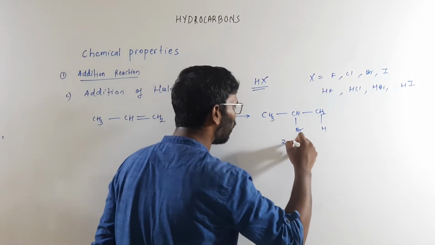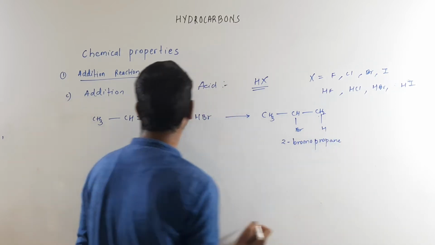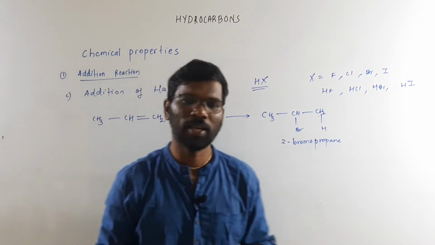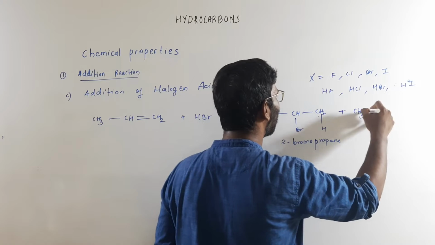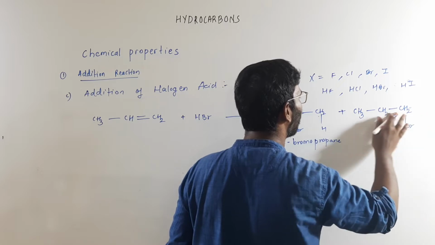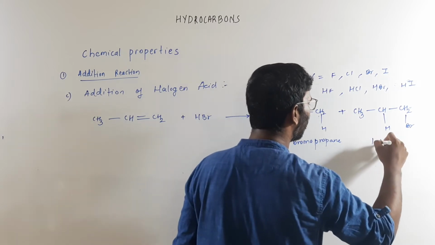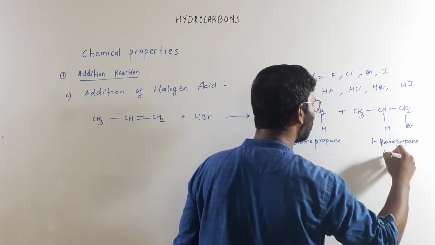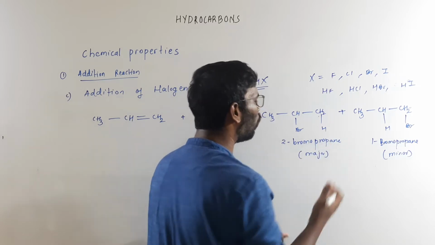Now you must note, 2-bromopropane. The possibility was there that the Br could be over here and the hydrogen adding over here. That is the other possibility, and I will call that a minor product. The other possibility, I am writing CH3, CH2, CH2, and I will write a Br over here and this hydrogen is this way. Now this is 1-bromopropane and this is the minor product. Always we have to focus on the major product, and this is the major product, more stable.